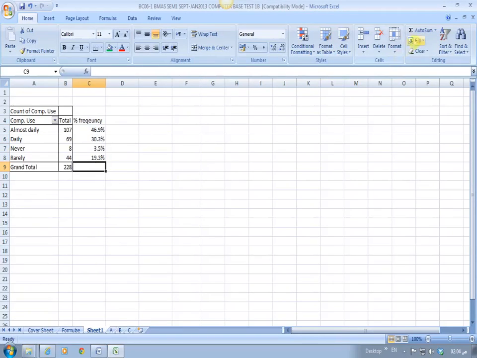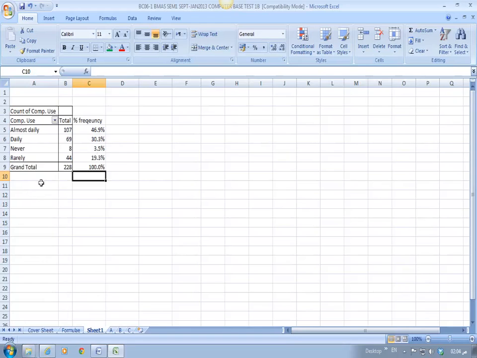So, the total of percent is always equal to 100 in such questions. So this is it. And then after that you comment, and the comment depends on what the student can see. Most students can say almost 47.9% of people use the computer daily, and 30% almost daily, and 30.3% use it daily, and so on like that.